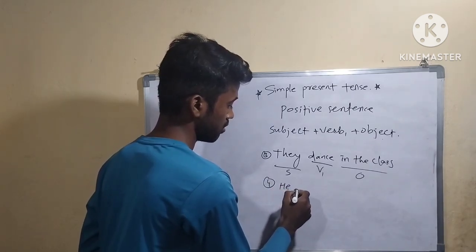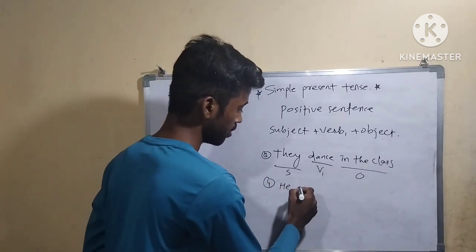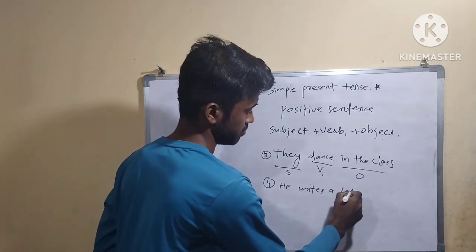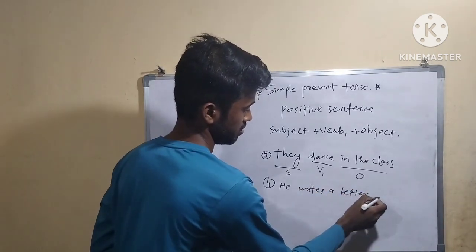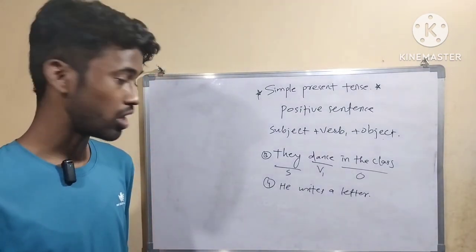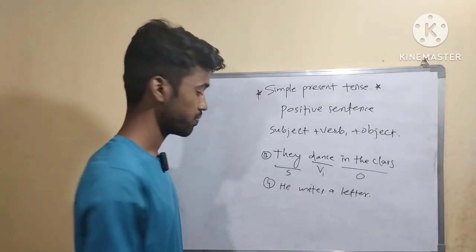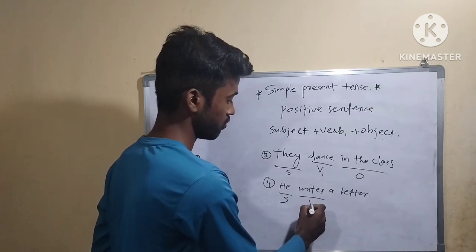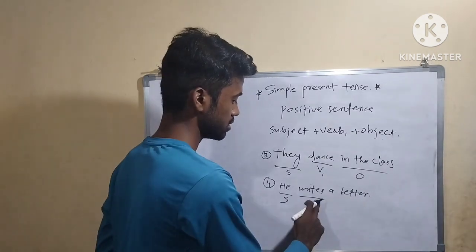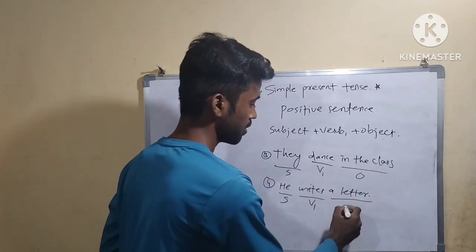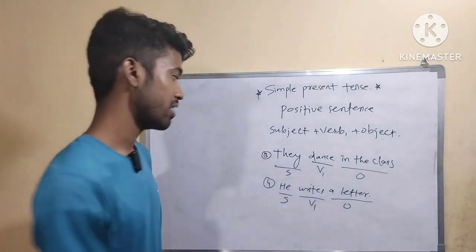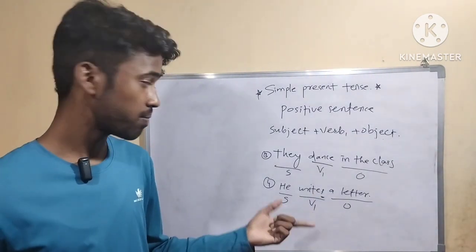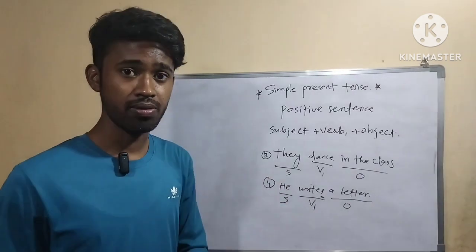He writes a letter. So now tell me what the subject is here. He is the subject. Writes is the verb first form, and this is the object. Now see, even here I have added s. It is not write, it is writes. Why? Because he is third person singular.